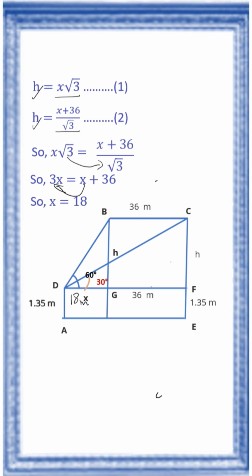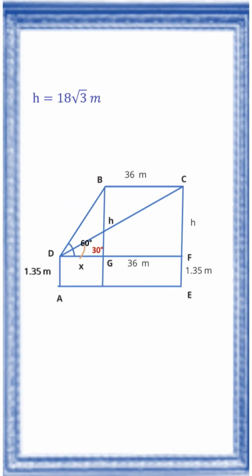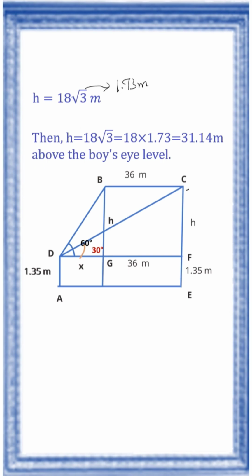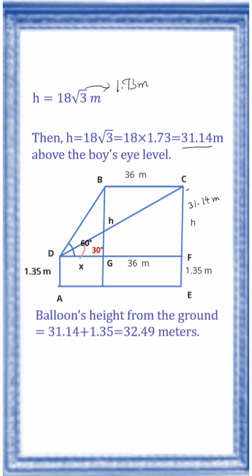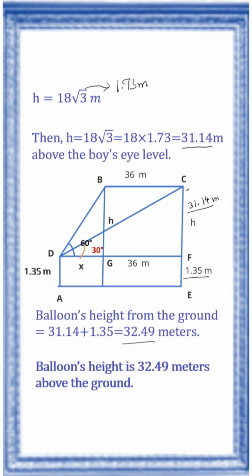Putting x is equal to 18 in equation number 1, h is equal to what? 18 root 3 meter. We are given that root 3 is equal to 1.73. Let us substitute. So h is equal to 18 root 3, that is equal to 18 into 1.73, that is equal to 31.14 meter. This is 31.14 meter from the boy's eye level. The balloon's height from the ground, that is EC, is equal to 31.14 plus 1.35, that is equal to 32.49 meters. So the balloon's height is 32.49 meters above the ground.